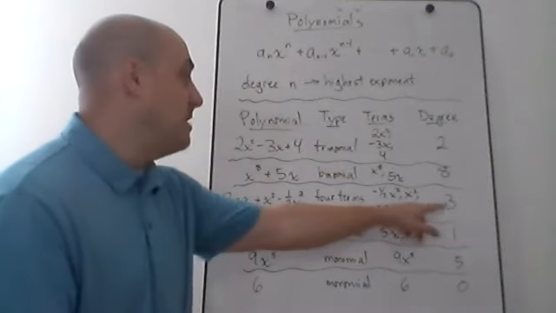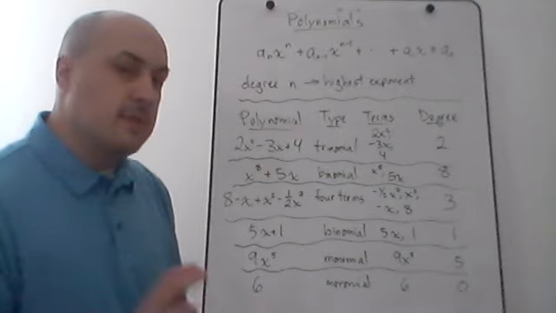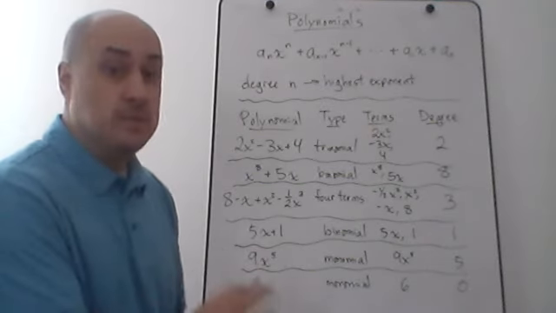And this one is a degree 3. So an important thing here, and the reason this one's up here, is that the degree is not always the first exponent that you see in your polynomial.